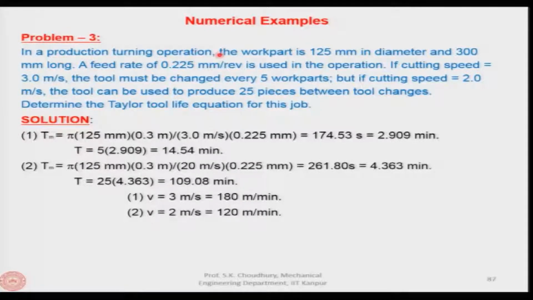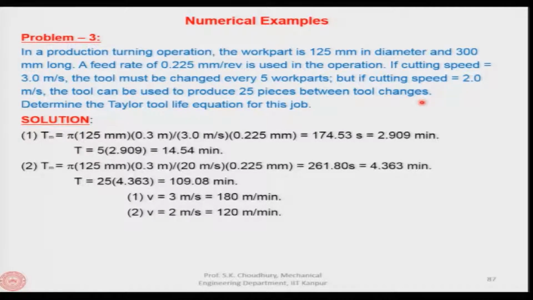The third example is a very similar one. In a production turning operation, the work part is 125 millimeter in diameter and 300 millimeter long, and a feed rate of this is used in the operation. If cutting speed is 3 meter per second, the tool must be changed every 5 work parts, but if cutting speed is 2 meter per second, the tool can be used to produce 25 pieces between the tool changes. Determine the Taylor's tool life equation.